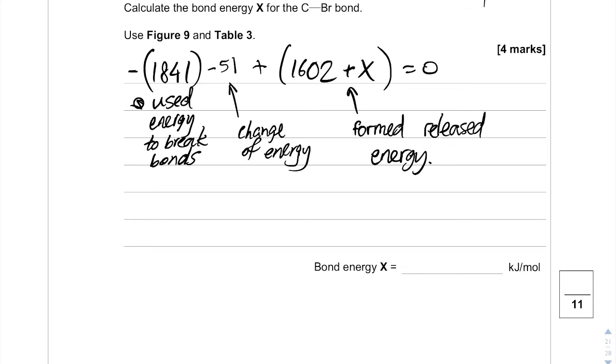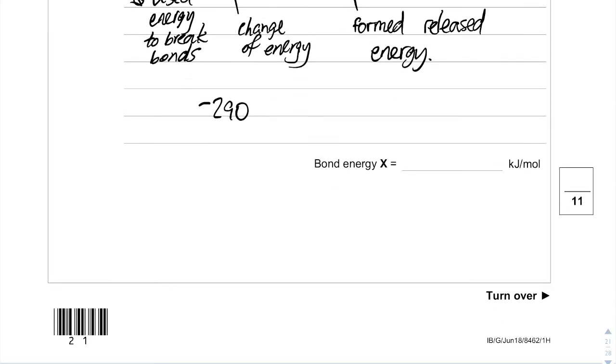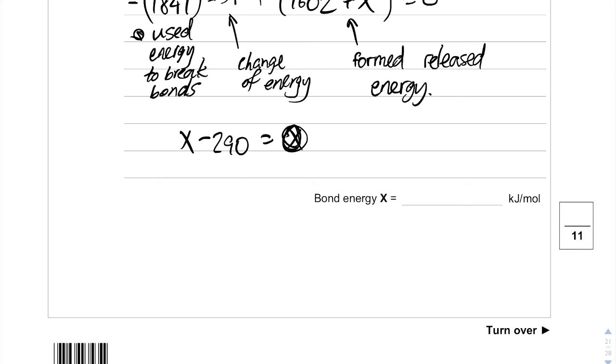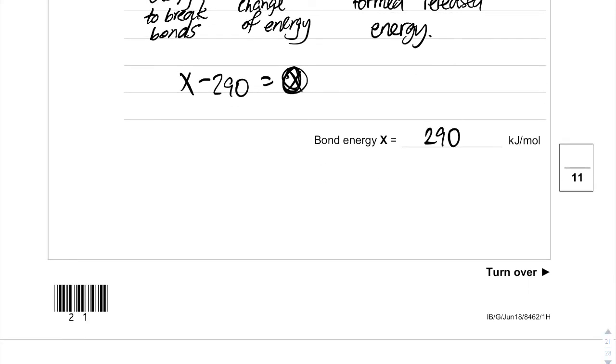And if you do it using your calculator, which is 1602 minus 51 minus 1841 is minus 290, so it's X minus 290 equals 0. That's just a copy mistake which happens, and hence X is 290 kilojoules per mole. Bear in mind that bond energy is always positive.